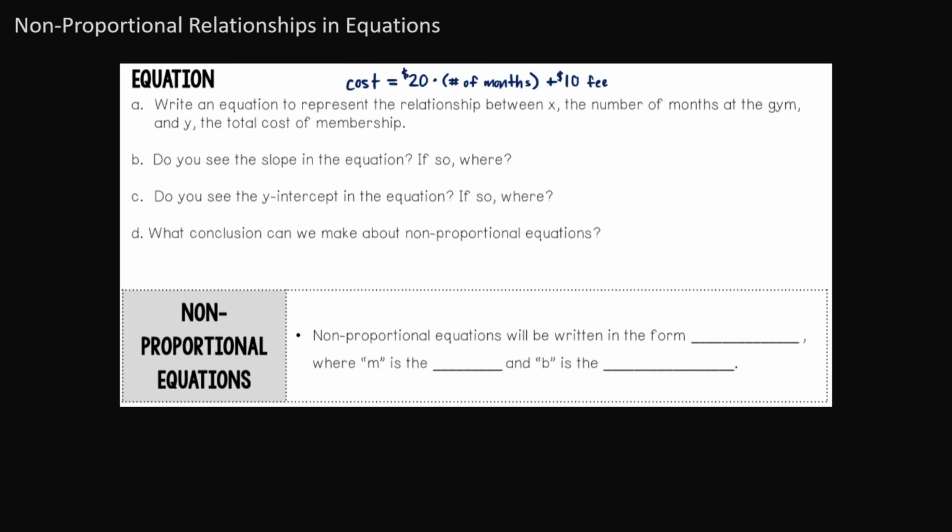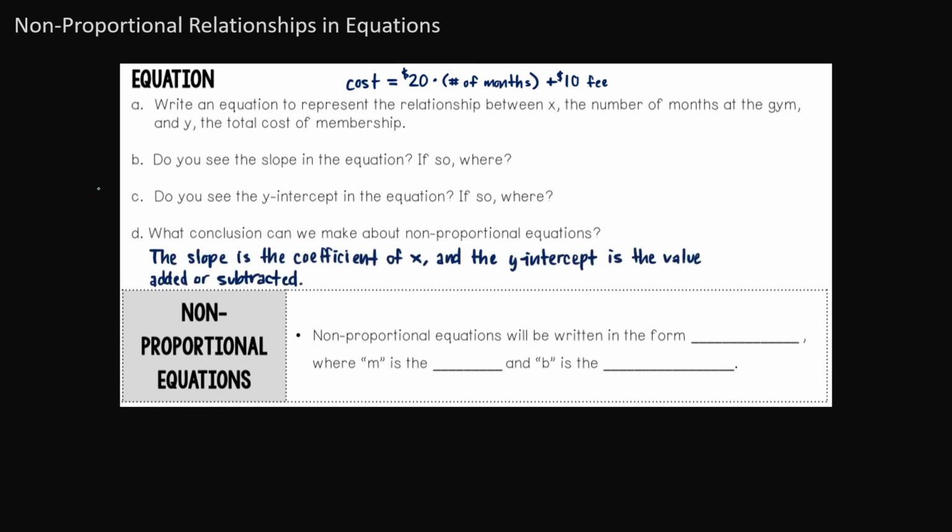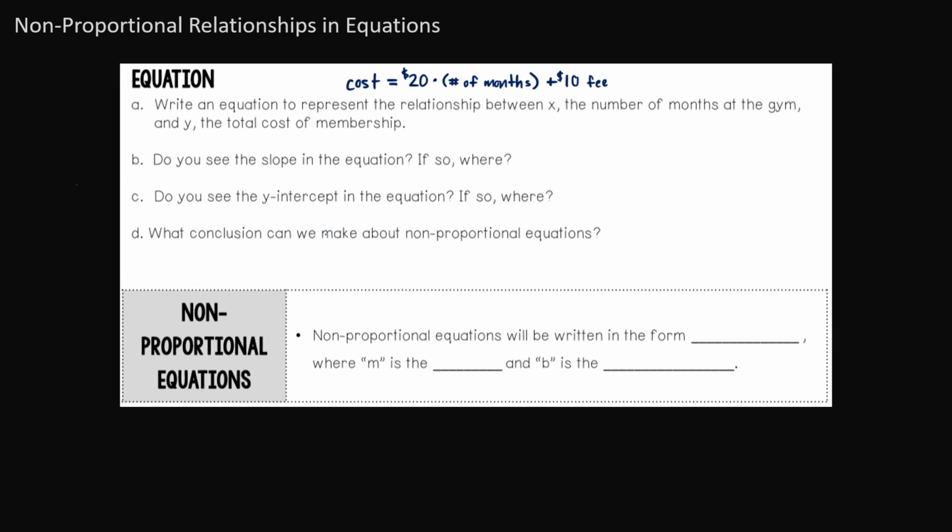So it's going to look something like this. Y is equal to 20 times x plus 10. And so the slope is in this equation. Remember, the slope is 20. The slope is in front of the x.